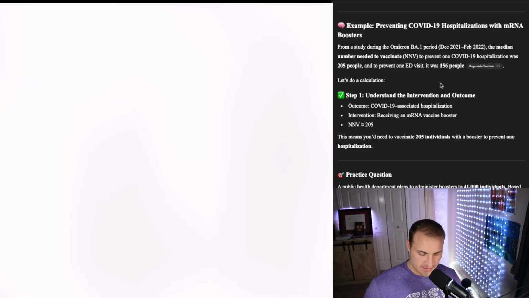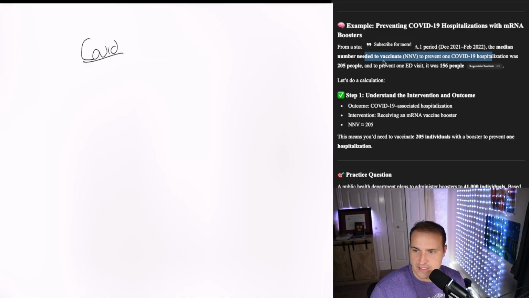Okay, now we're going to do a fun real example with COVID because I think this is going to illustrate the point. Now, this is actually real data. The median number needed to vaccinate to prevent one COVID hospitalization was 205 people, and one ED visit was 156. So here's the calculations.